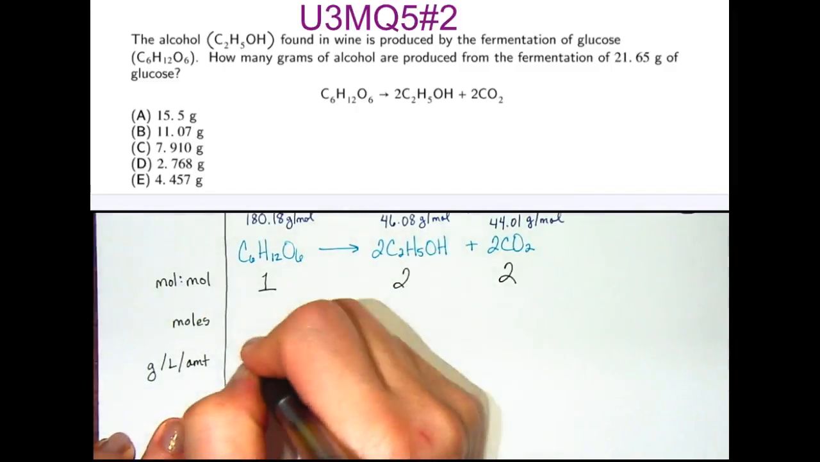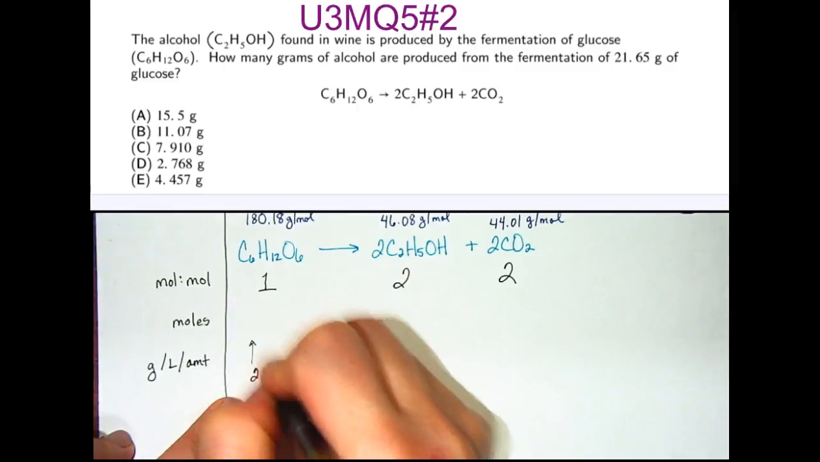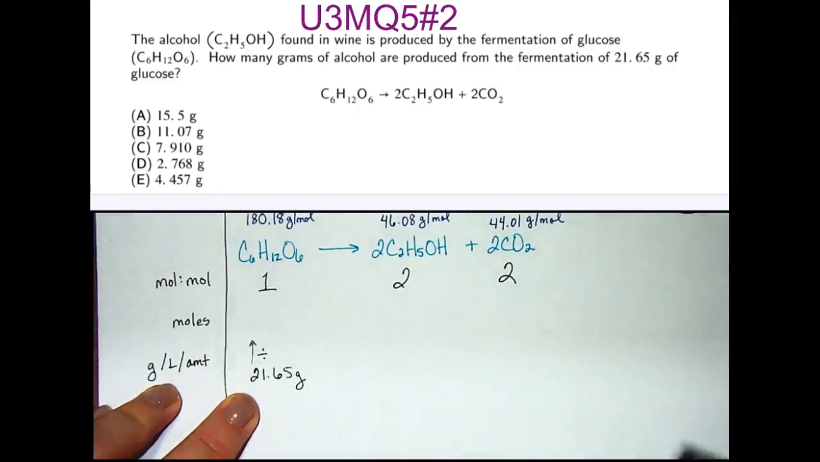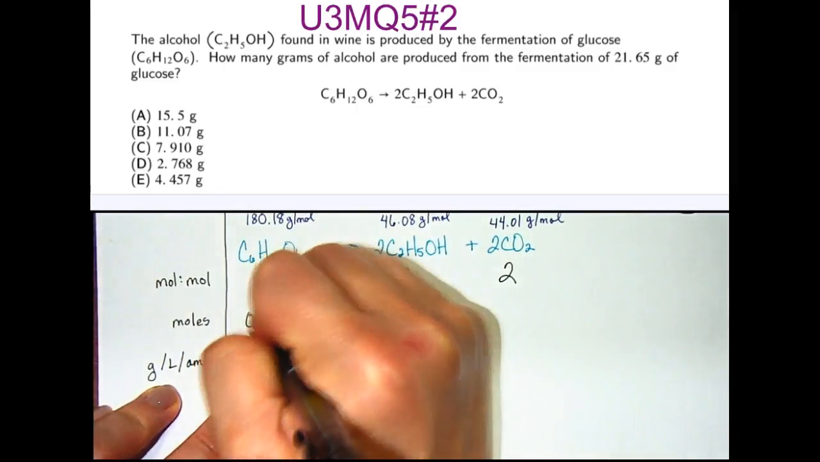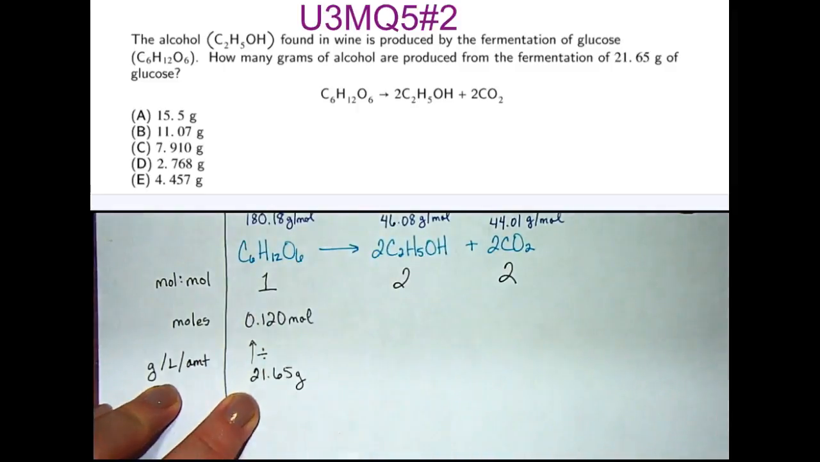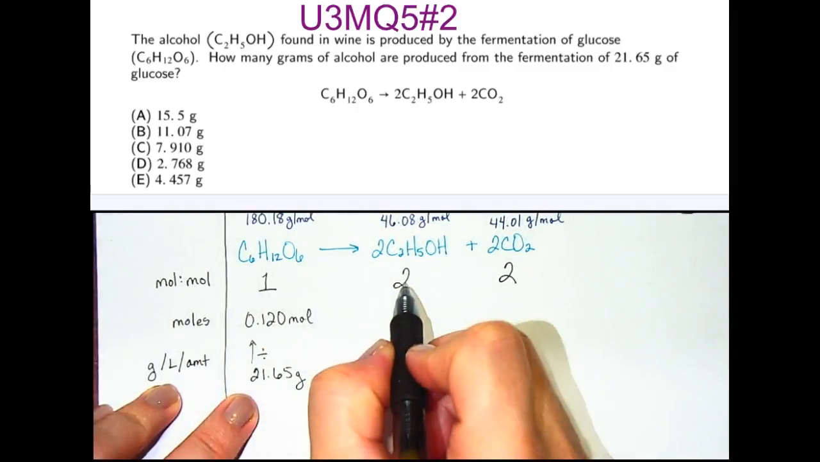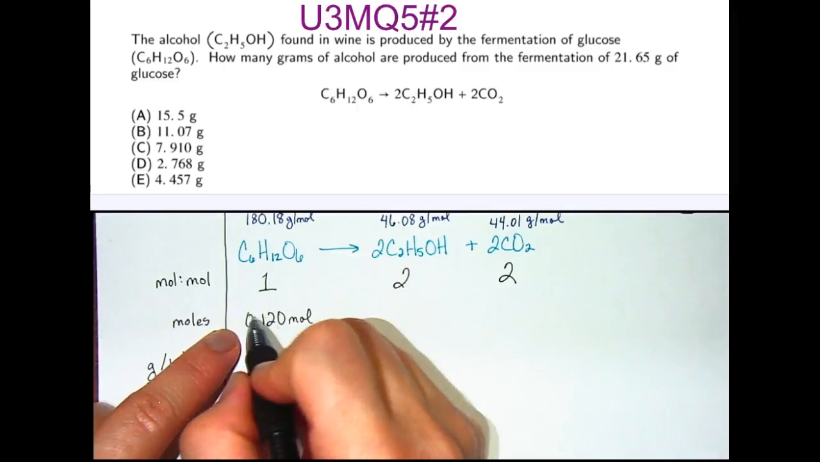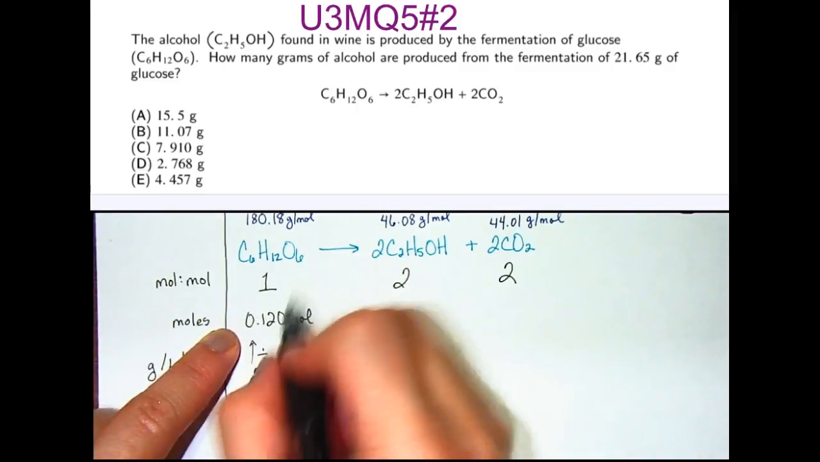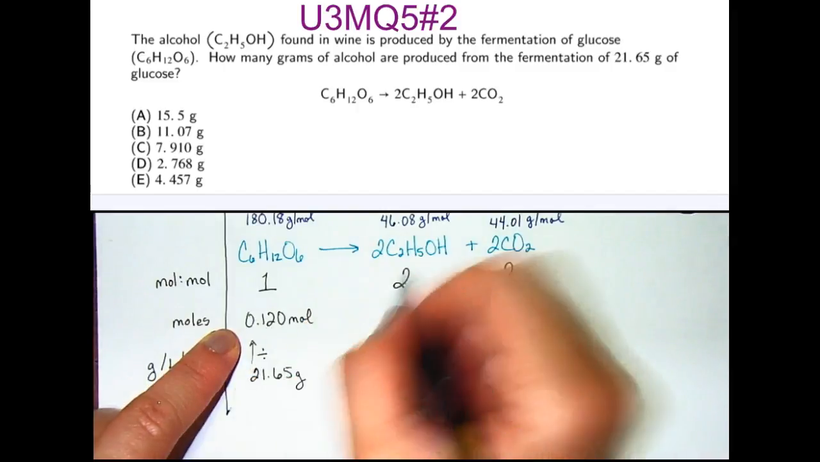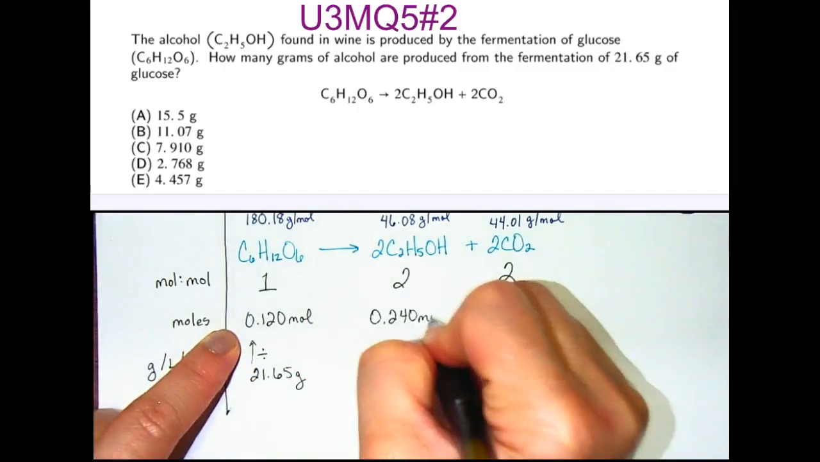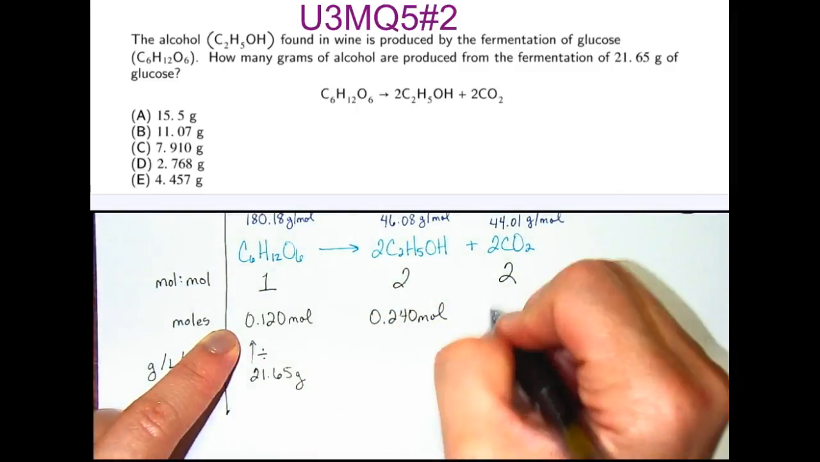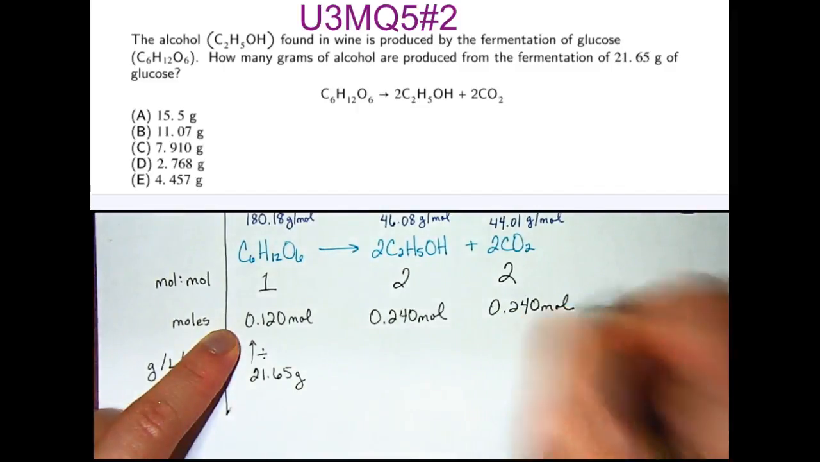In order to determine how many moles that's equal to, I'm going to take 21.65 grams and divide it by the molar mass, which is going to give me 0.120 moles. Now, because this has a ratio of 2 to 1, that means that for every 1 mole of glucose, there is double the amount of alcohol. So if I take this amount and I multiply it times 2, I get 0.240 moles, which would be the same scenario for carbon dioxide since it's also a 1 to 2 ratio. There's 0.240 moles of carbon dioxide as well.